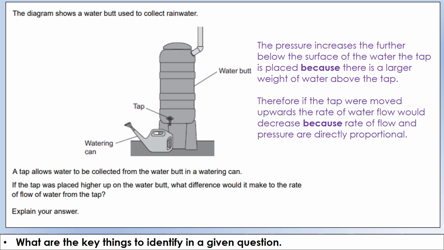If the tap were moved upwards, the rate of water flow would decrease because rate of flow and pressure are directly proportional. So if we move the tap upwards, pressure drops, therefore the rate at which water flows will decrease. So that's given our second because in there.